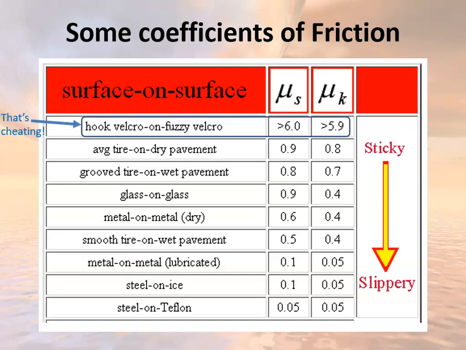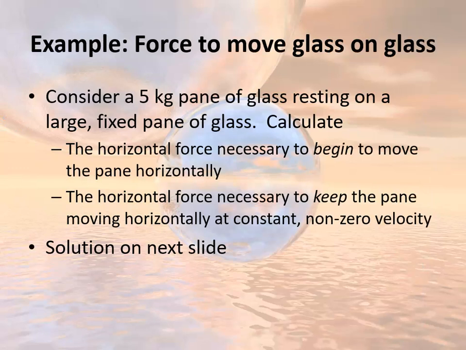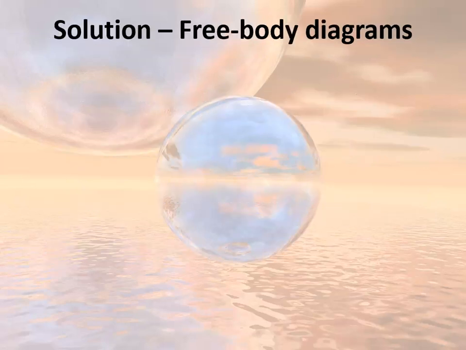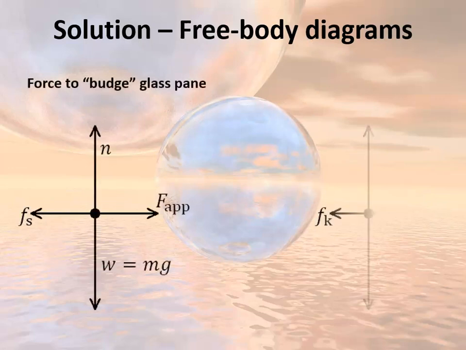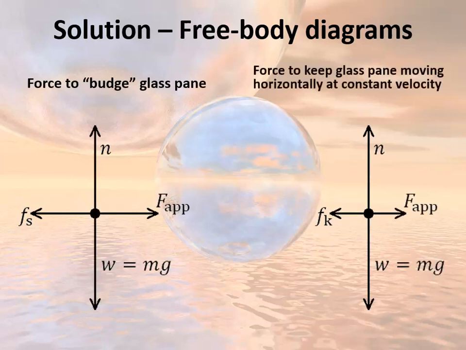Now, as a quick example, consider a 5 kilogram pane of glass resting on a large fixed pane of glass. Calculate first the horizontal force necessary to begin to move it horizontally, and then second, the horizontal force necessary to keep it moving horizontally at a constant, non-zero velocity. So first, let's take a look at the free body diagrams for this. To initially budge the pane of glass, we're dealing with the situation on the left, where we represent the glass by a dot.